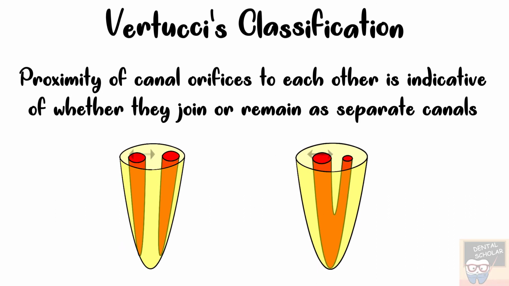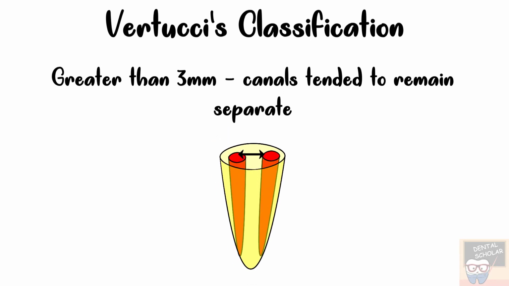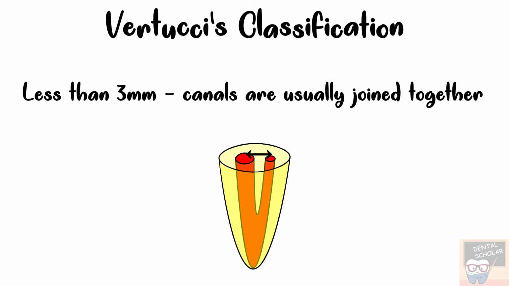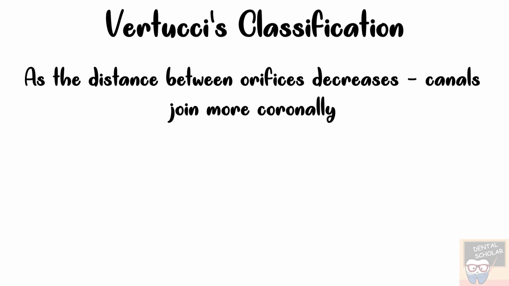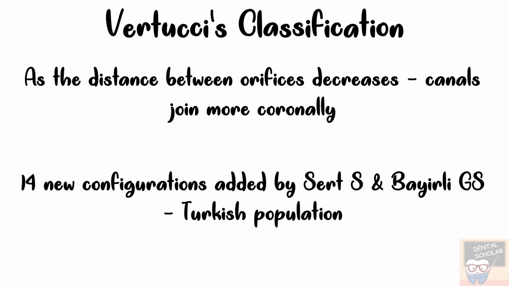According to Vertucci, proximity of canal orifices to each other is indicative of whether they will join or remain as separate canals. So if the distance between two canal orifices is greater than 3 millimeters, then the canals tend to remain separate. While if this distance is less than 3 millimeters, then the canals are usually joined together. And as the distance between the orifices decreases, the canals tend to join more coronally. Later, 14 new configurations were added by Sert and Bayirli after their study on a Turkish population.